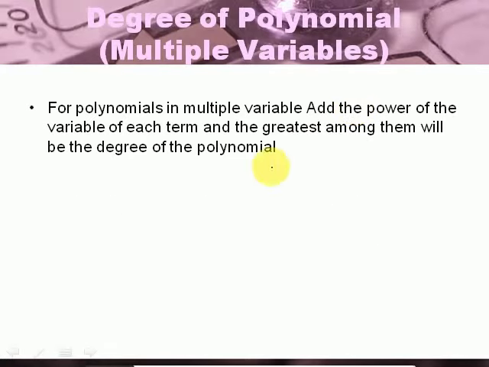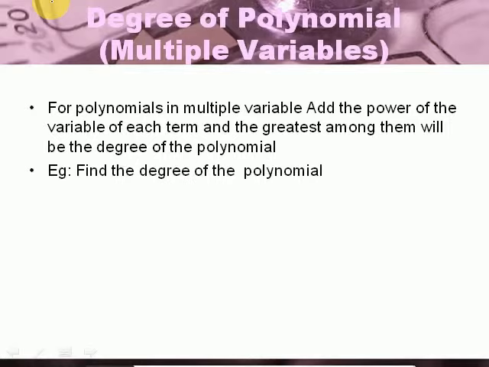Let us move on. Now let us try to find the degree of polynomials which have multiple variables. Till now we looked into the degree of polynomials with one variable. Now we look into the degree of polynomials with more than one variable. For the degree of polynomials in multiple variables, we must add the powers of the variables of each term, and the greatest among them will be the degree of the polynomial. Now let us understand this using an example.